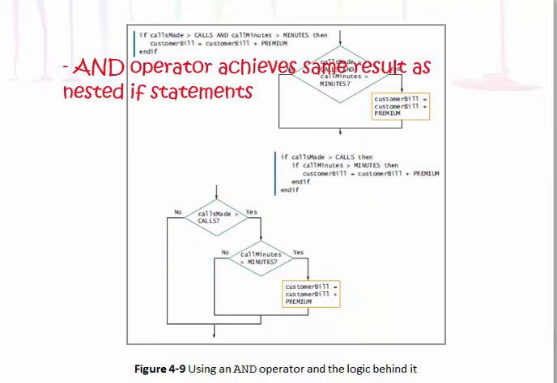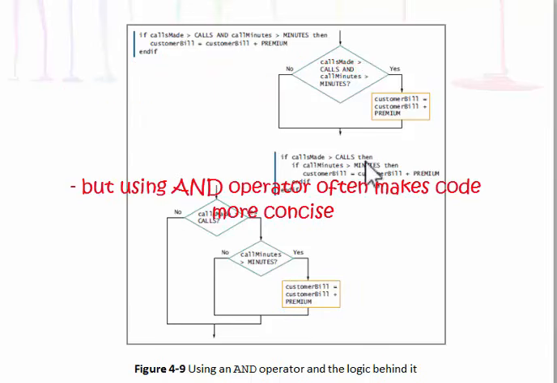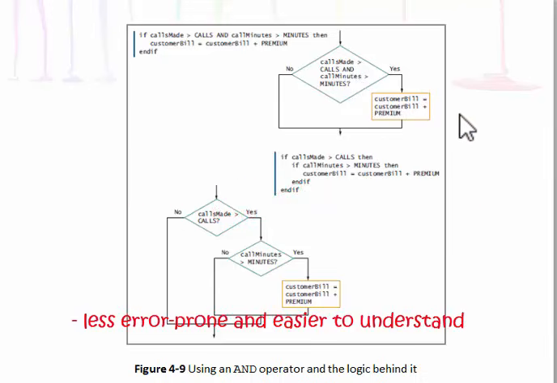An AND operator achieves the same result as our nested if statement here, but using the AND operator often makes code more concise, as you can see, less prone to error, and it's actually much easier to understand when we have the condition like this.